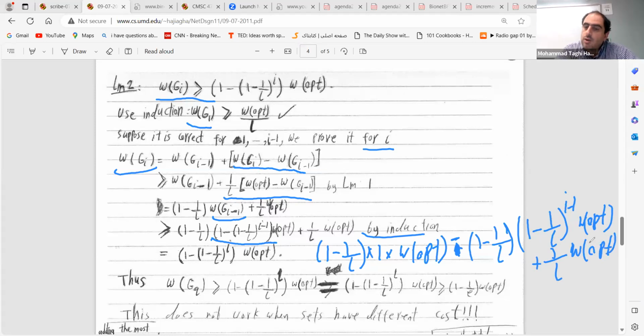So this one, 1 minus 1 over L times this. That's the thing that I get here. So it is 1 minus 1 over L, and now that would be to the power of I essentially. So that would be 1 minus 1 over L to the power of I here. And now this guy, I have essentially minus 1 over L W of opt here and plus W of opt here. So this will cancel out this part. And then essentially what remains would be 1 minus this times W of opt. This is exactly the same.